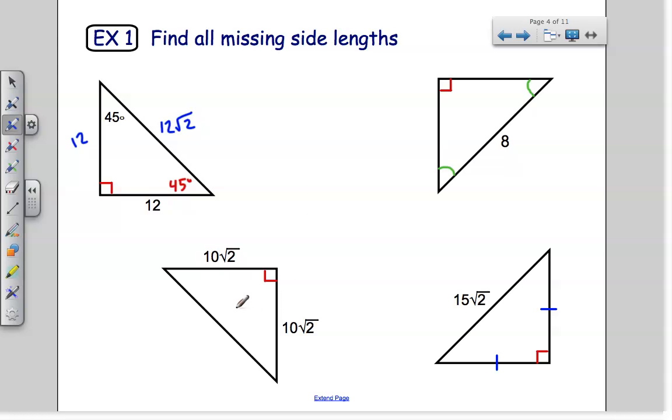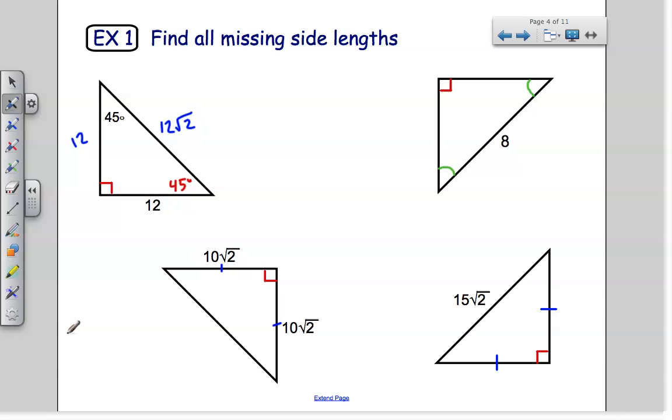All right, what about in this triangle here? It is a right triangle. Notice both of these sides are 10 square root of 2, which means if these are congruent sides, then it's an isosceles triangle, has congruent base angles, and these have to be 45 degrees. So it is a 45, 45, 90. Now the legs are 10 square root of 2. To get the hypotenuse, I'm supposed to multiply by square root of 2.